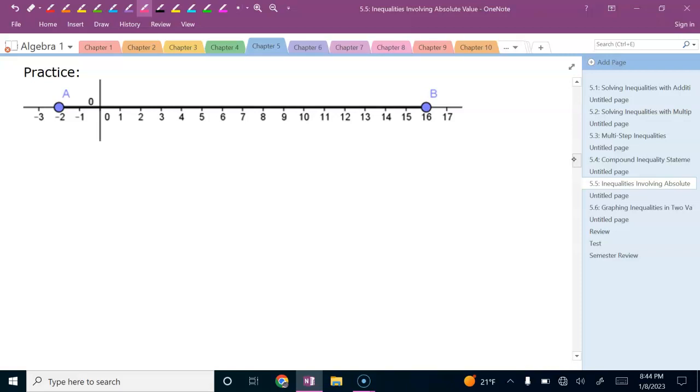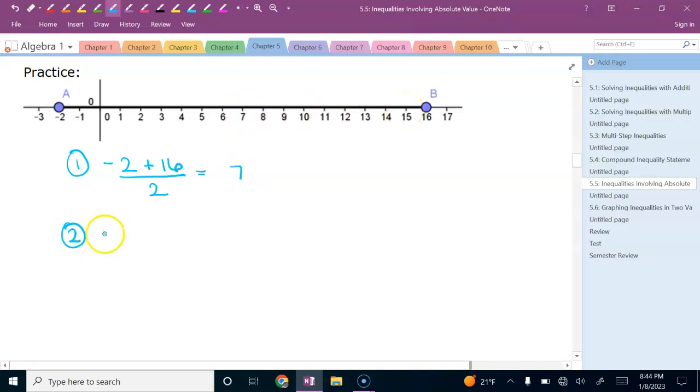Okay, what I would have done first on this one is found the middle. To do that, I would have taken -2 plus 16 and cut it in half. That came out to be 7. Then I would have figured out how far the distance is from 7 to the solutions.